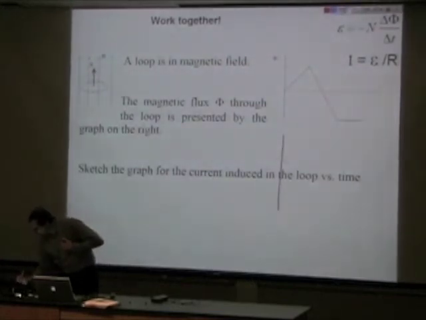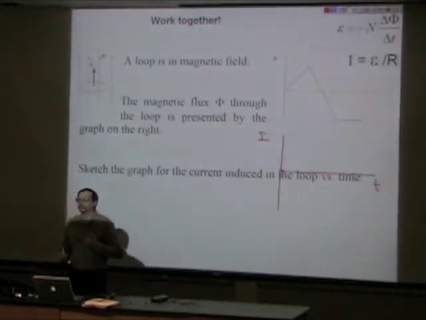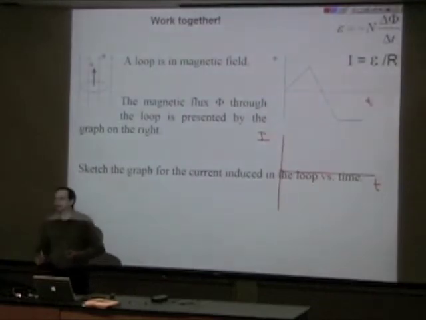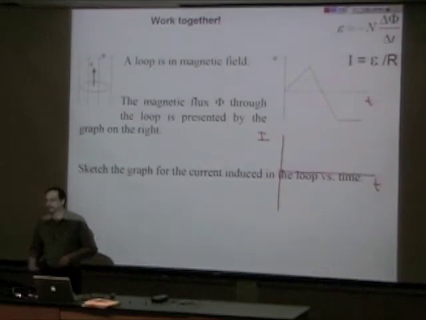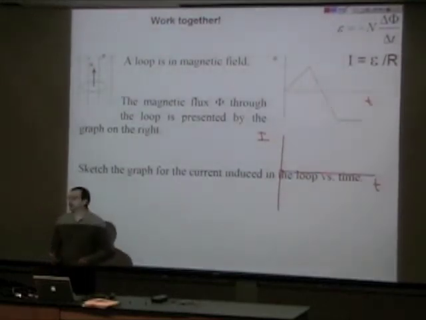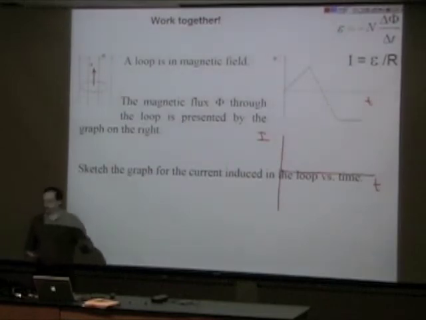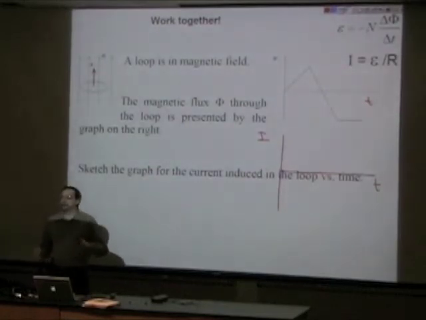What you need to do is sketch a graph for the induced current as a function of time. It's a very common exercise and a very common question. The graph for the flux is given. All the equations you need are given. So all you have to do is make a sketch for the graph of the induced current as a function of time. In a way we just did a minute ago, but a minute ago our graph was shorter.